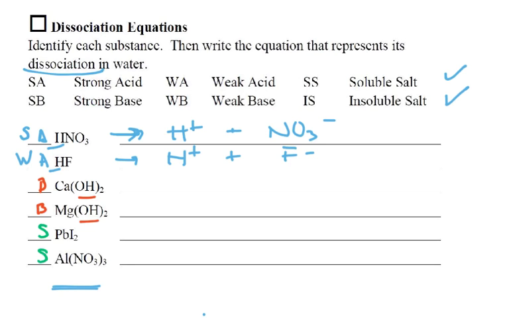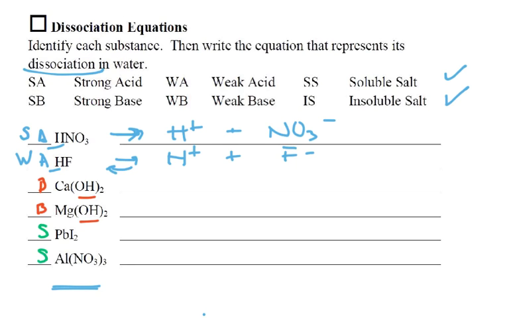Now HF is not on our list. HCl, HBr, HI, those are all on our strong acid list, but HF is not, and so we're going to use a double arrow. That means the HF breaks up to H+ and F-, but those ions have a great tendency to go together. So they break up and go together, break up and go together. Because it's weak, we use a double arrow.